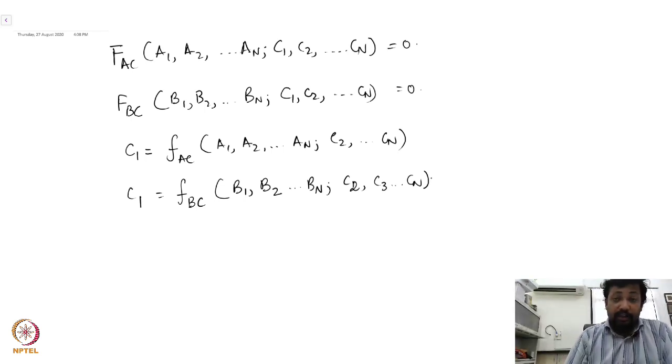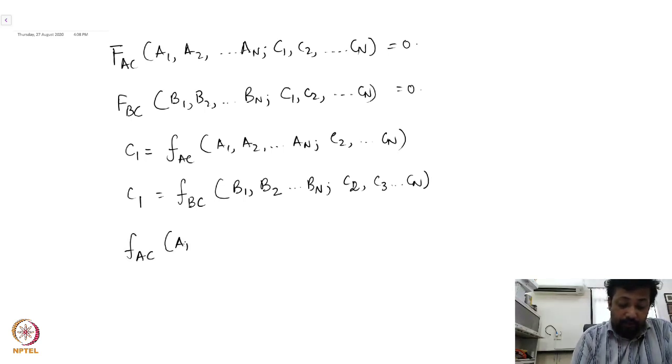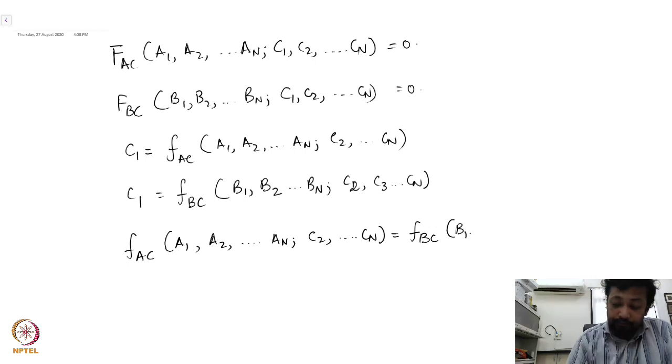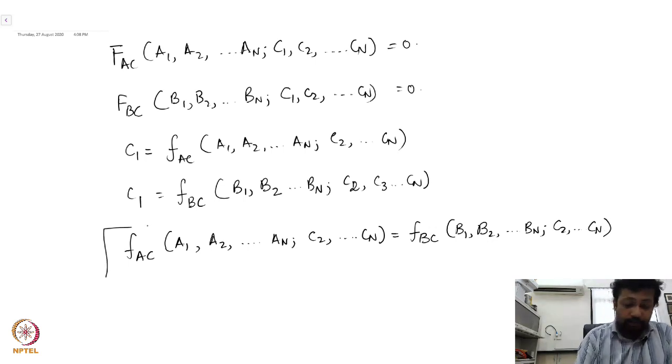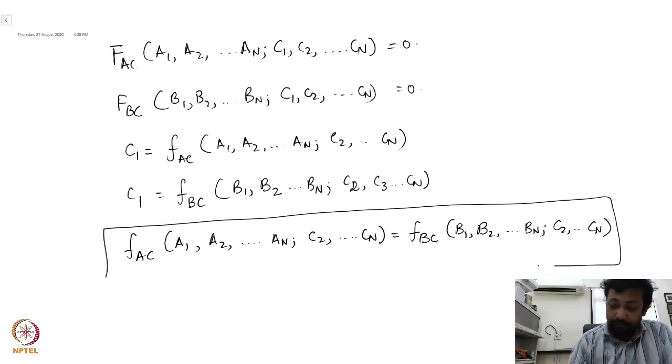Since the left hand side is the same, therefore it follows that f of A1, A2 all the way up to An, C2, up to Cn is equal to the corresponding function of the B variables and C2 up to Cn. So this is one of the equations that I have.